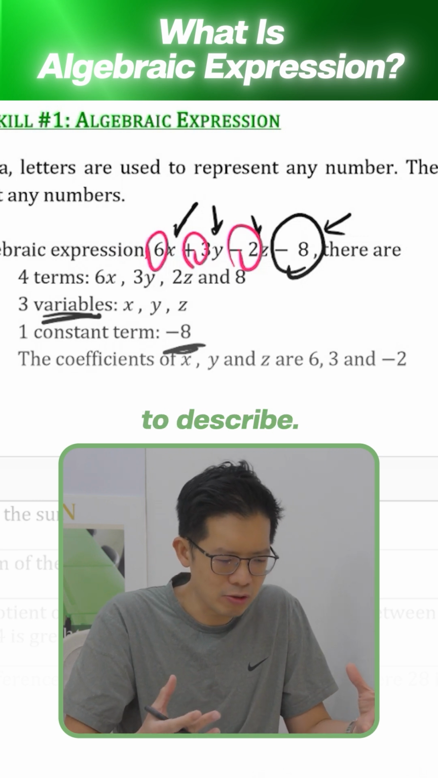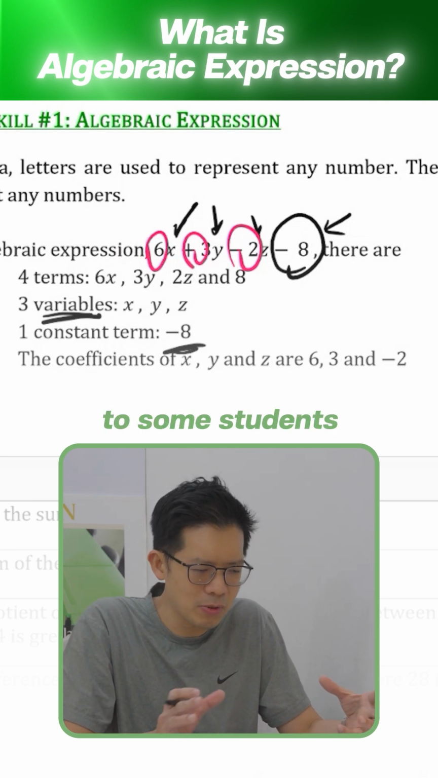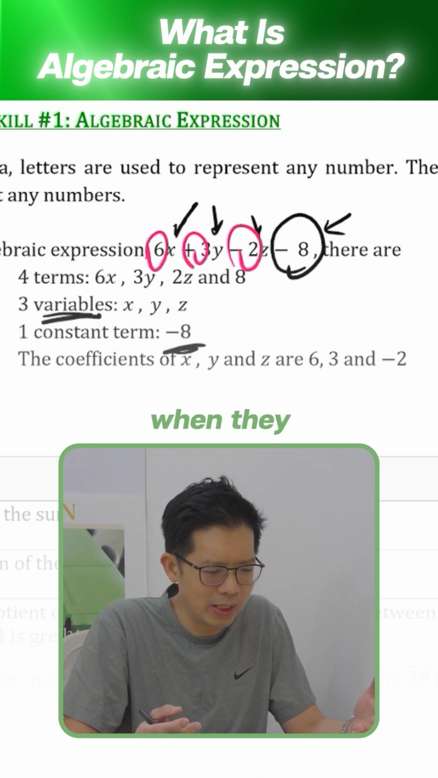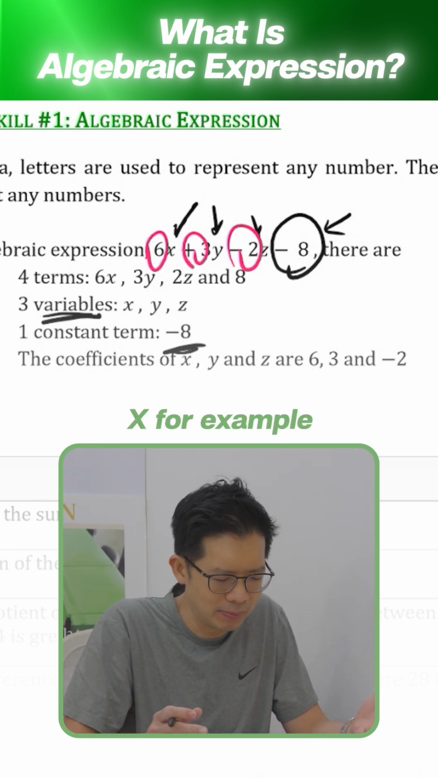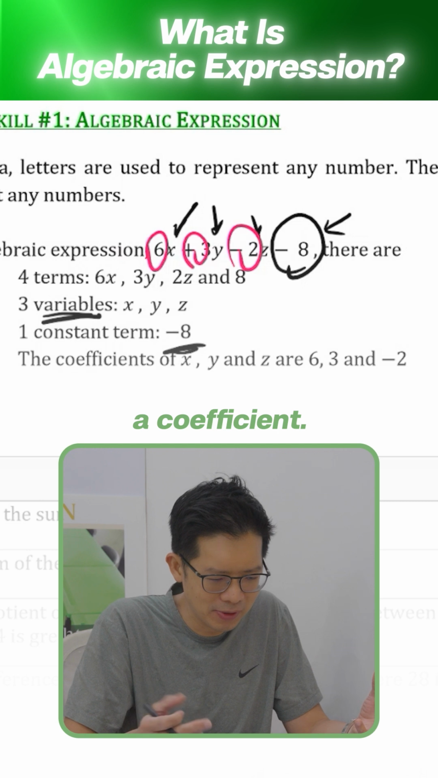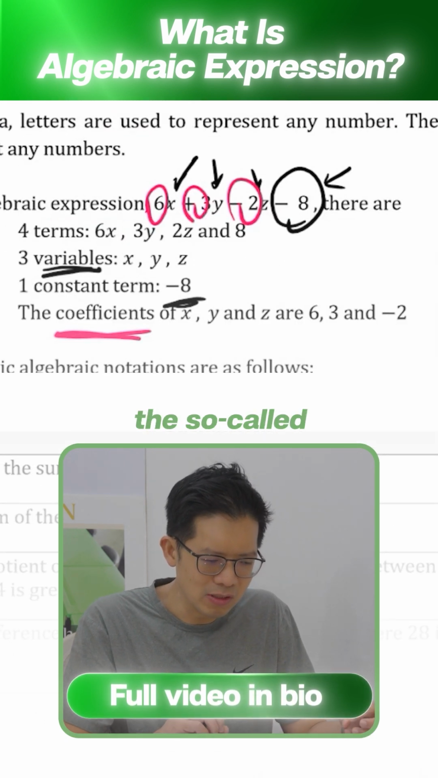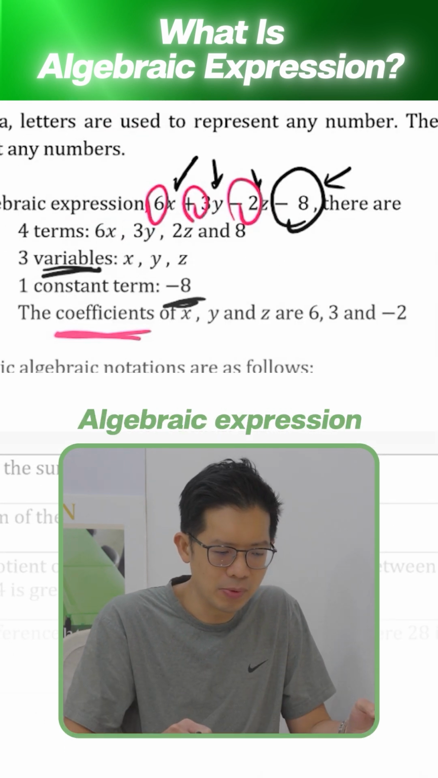using to describe. So some students may not fully understand what the teacher is talking about when they say, hey, write down the coefficient of x, for example, and they go like, what is a coefficient? Okay, so that is what the so-called labeling of an algebraic expression is like.